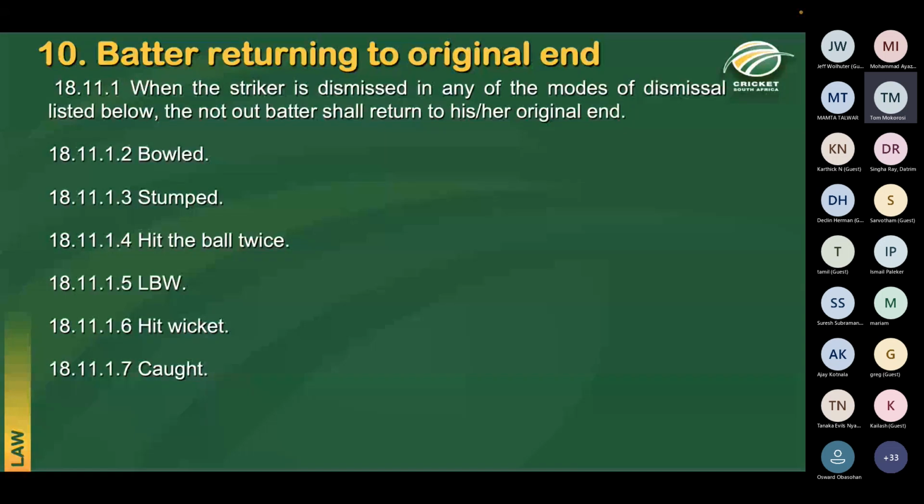If a striker is out caught, quite often what happens when a striker hits the ball up in the air, he or she starts to run, and previously if the striker and non-striker were to cross before the catch was taken, then the non-striker would be facing the next delivery if the over is not yet complete. This change in the law says that the non-striker, whether they have crossed or not, if the striker is out caught, then the non-striker will return to his or her end, and the incoming batter will be on strike if, of course, there are still balls left in the over.